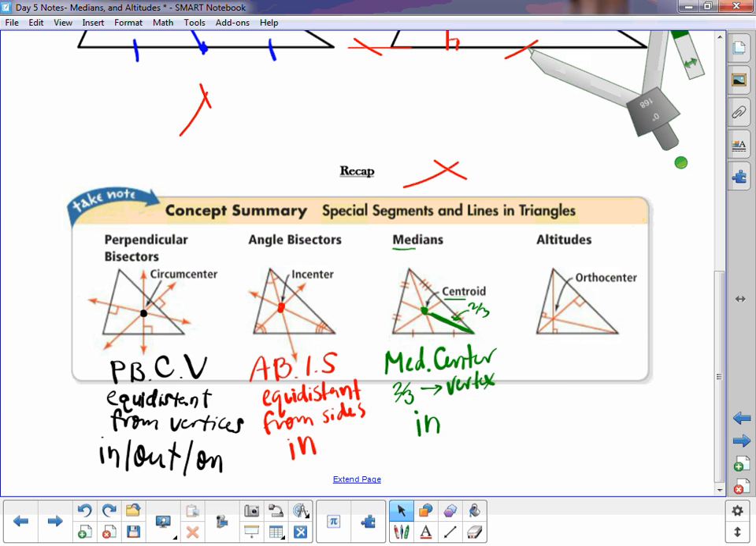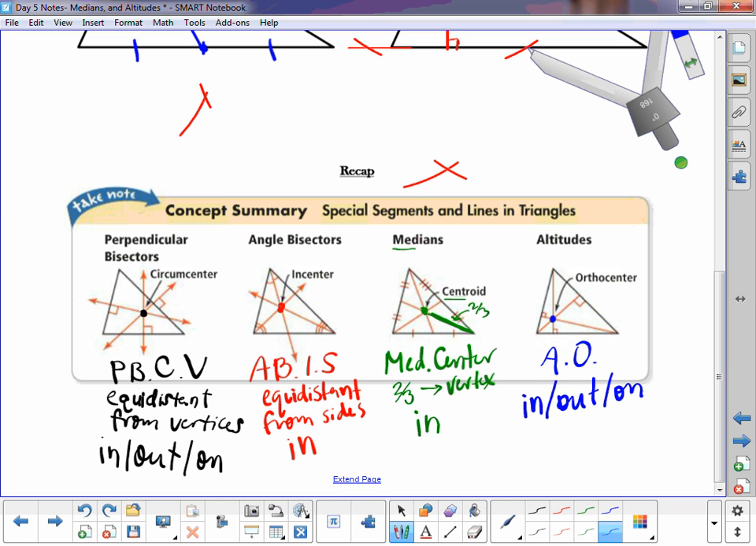And then my altitudes meet at the orthocenter. No fancy property for this. I'm telling you guys, I was really losing steam on this one. Or you can just think altitudes, orthocenter. Alright, what's the characteristic of my orthocenter? In, out, on, or in? In, out. Good, in, out. So this is a nice chart here because it gives a picture representing each of these and kind of summarizes what we've been watching.